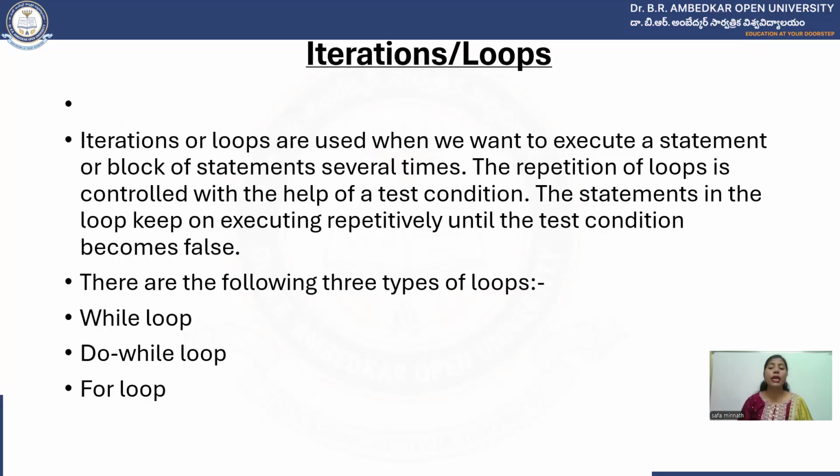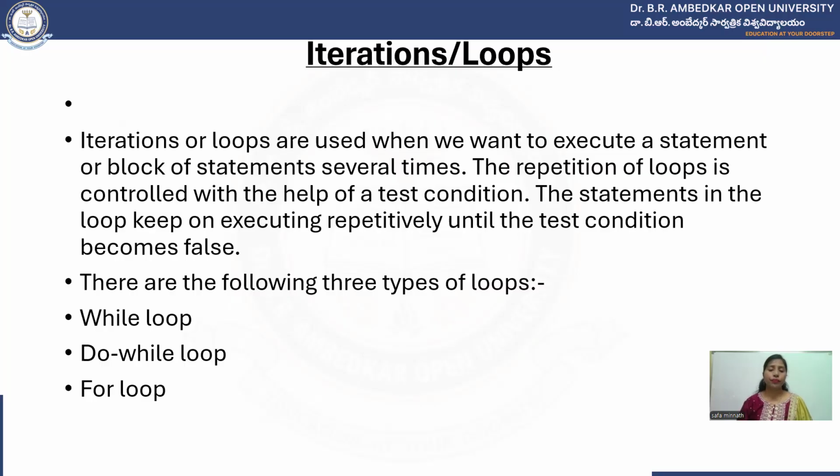Loops repeatedly execute the same statement until the condition is satisfied. Whatever condition you give, for example i less than or equal to 10, until the i value reaches 10, the loop will be repeatedly executed. The repetition of a loop is called iteration. In iteration we have three types of loops: while loop, do while loop, and for loop.